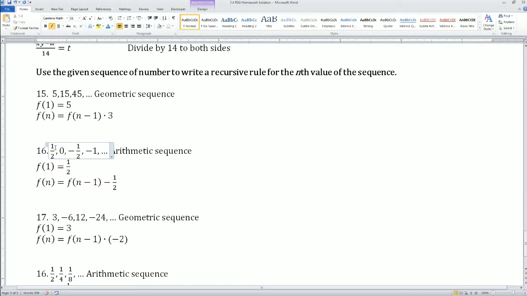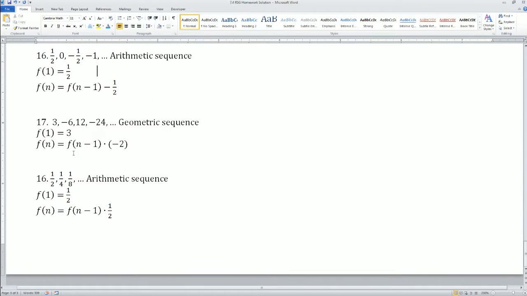Next one, 1 half, 0, negative 1 half, negative 1. Okay, this is arithmetic. It's going down steadily. The first term is 1 half. The recursive rule would be the previous term, subtract 1/2. Why is it subtracting 1/2? It's going down by 1/2 each time.